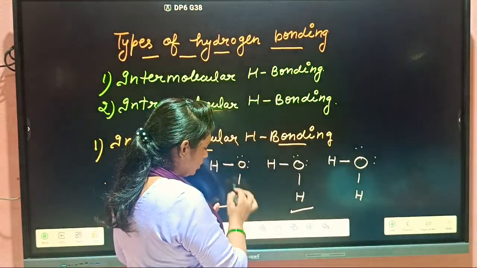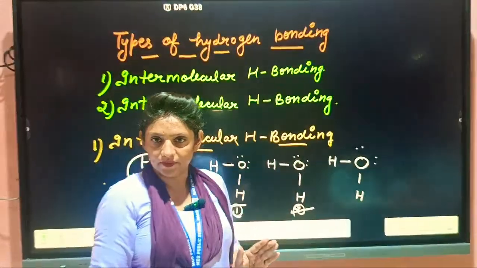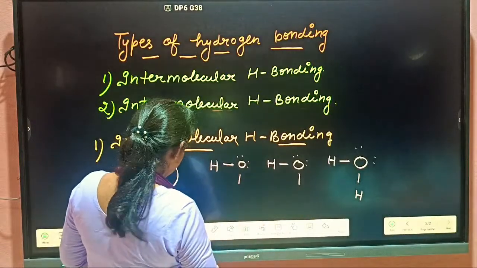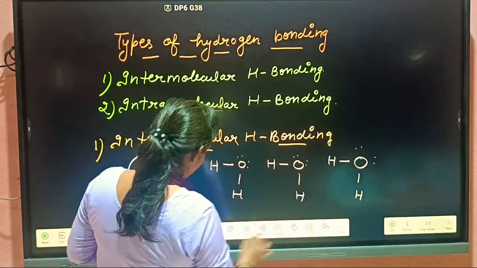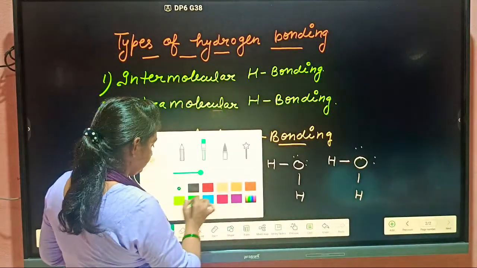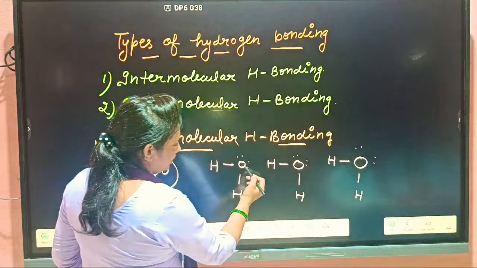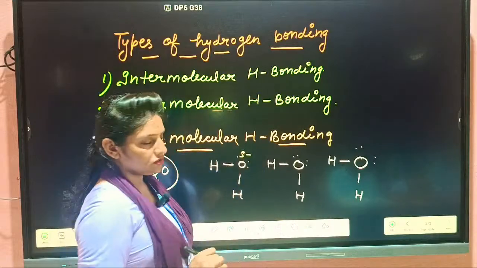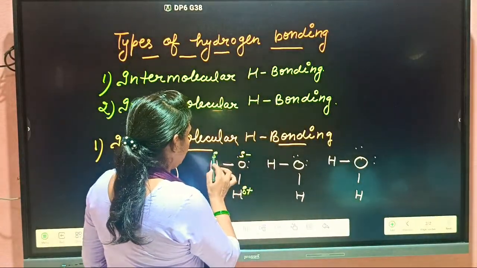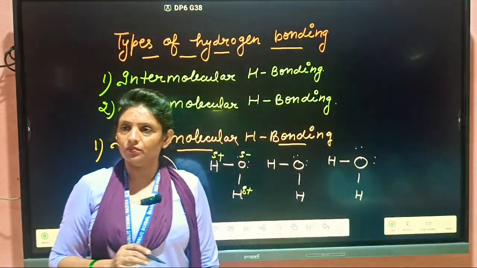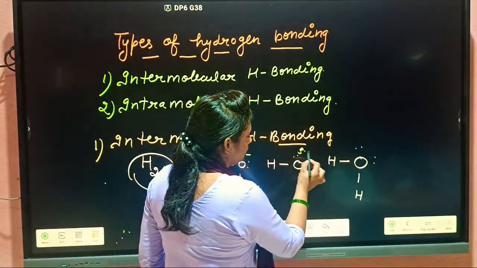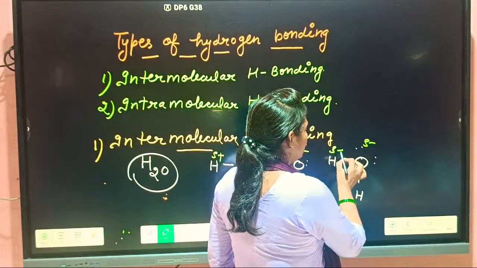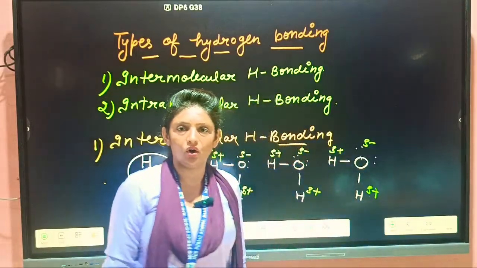This is one water molecule and this one is the second water molecule. Clear or not? Then students, again you know very well this oxygen is more electronegative as compared to hydrogen. So a positive charge will be attained by hydrogens and a negative charge will be attained by oxygen. Here also it will happen, due to the electronegativity difference between hydrogen and oxygen.